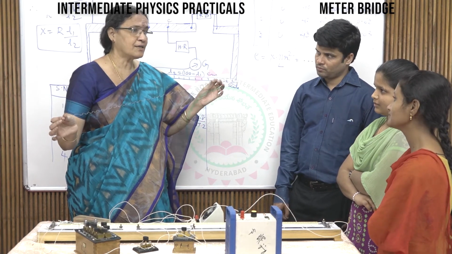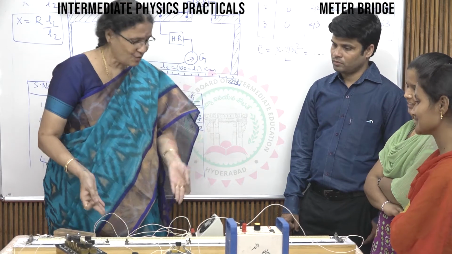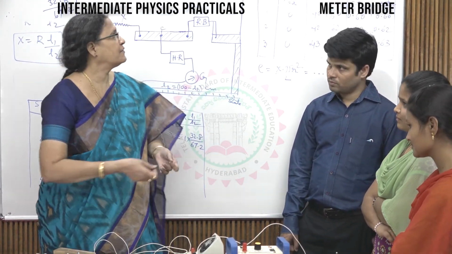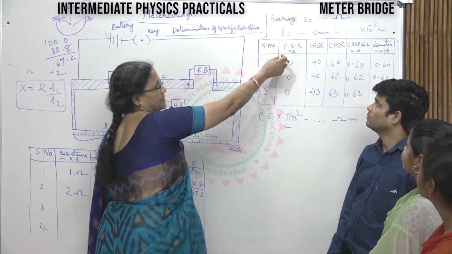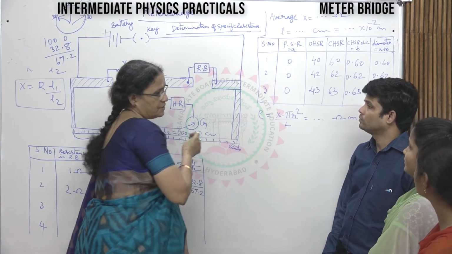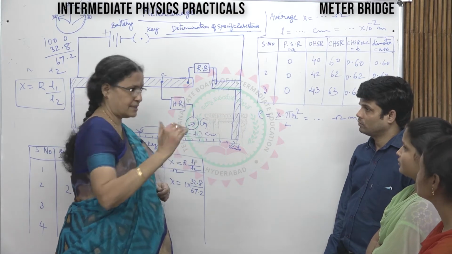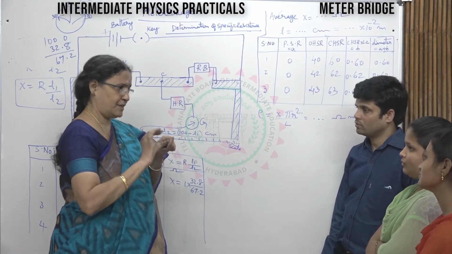It will be in what units? Centimeters. What do you have here? Centimeters. You have to convert it into meters. How do you convert centimeters into meters? By 100. So, I have written 10 power minus 2. So, keep it. So, you got average X, which is the resistance of the given wire, and L is the length of this one.